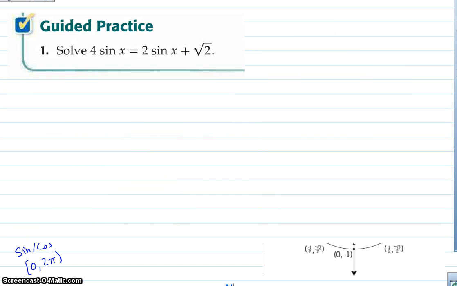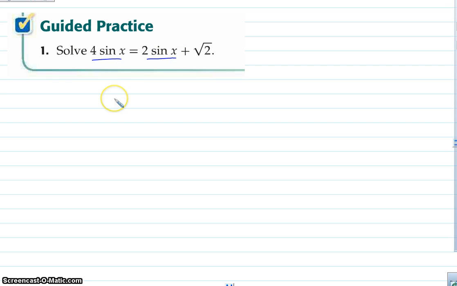Alright, here's one for you to try on your own. Combine like terms. Okay. So go ahead and take a minute, try this one on your own, hit pause, and I will catch up with you in a second.